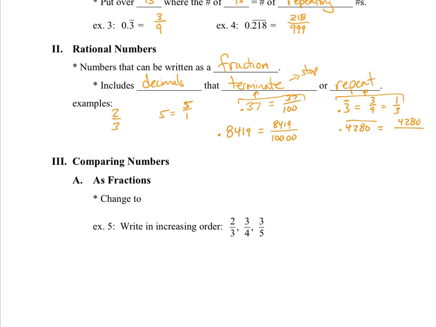how many 9s for this one? 4 9s. Is it terminate or repeat? The 8419 terminates, because I don't have the bar over top of it. So it ends.